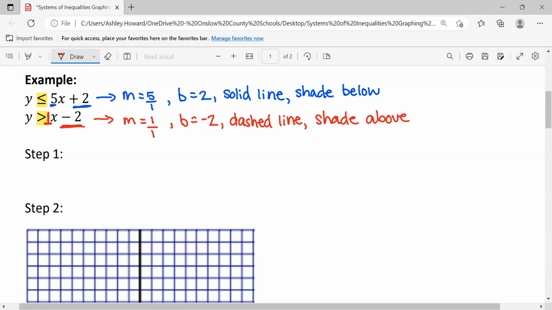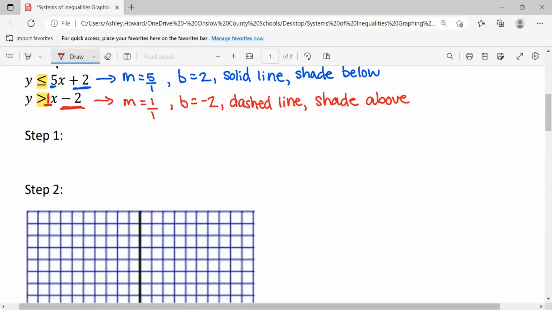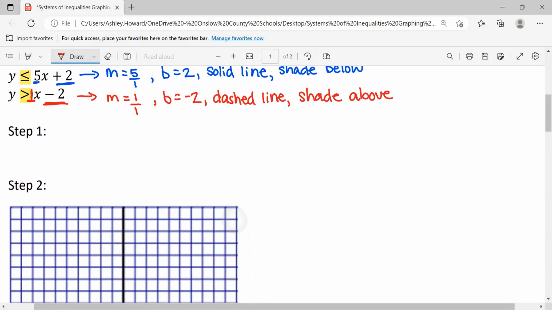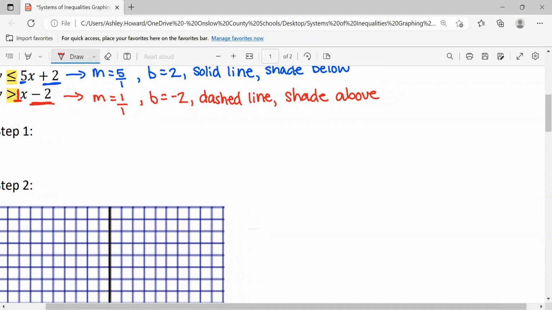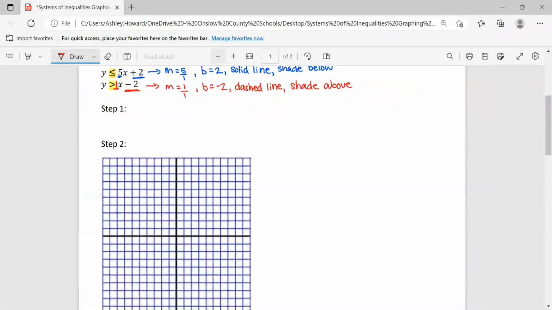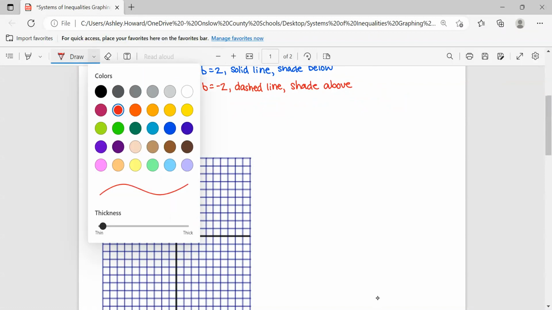Okay, so we're going to use both of those sets of information to go ahead and graph. We didn't have to do step 1 because they were already in slope-intercept form for us. But now we've pulled out all of that information, we're going to go ahead and graph. I'm going to start with that first equation, or inequality. We're going to do that one in blue.